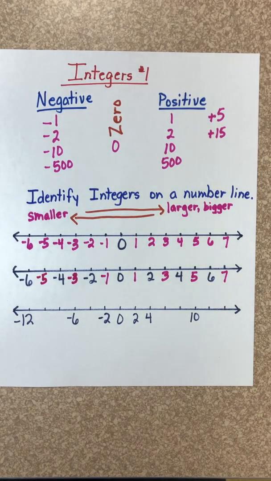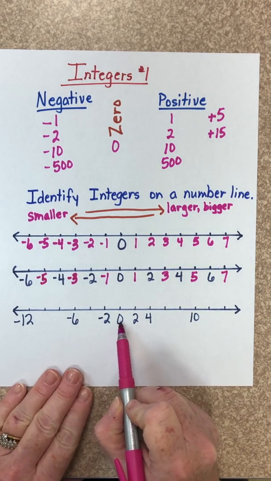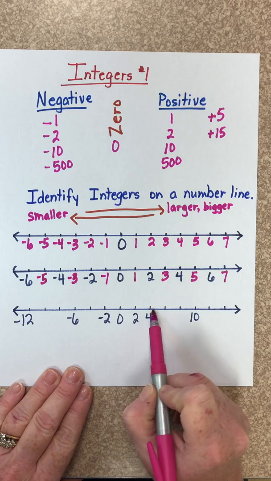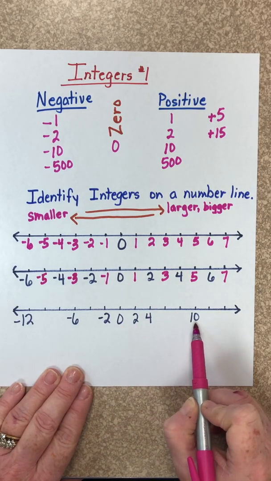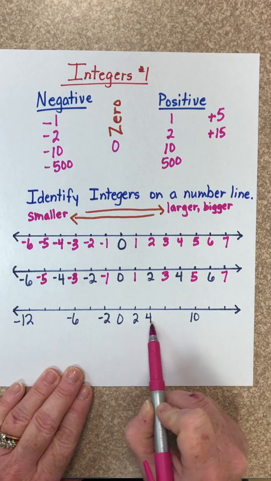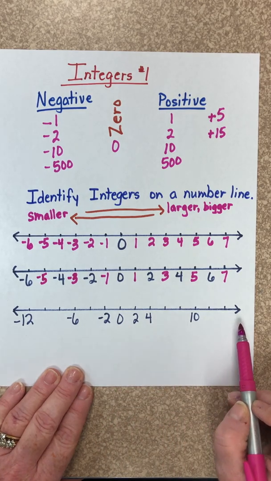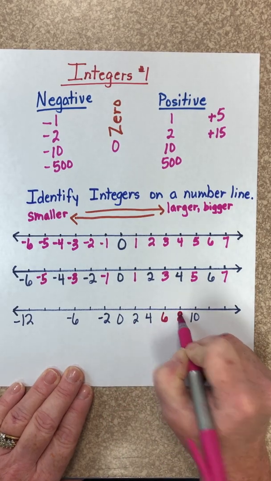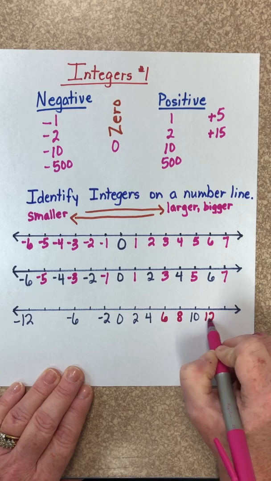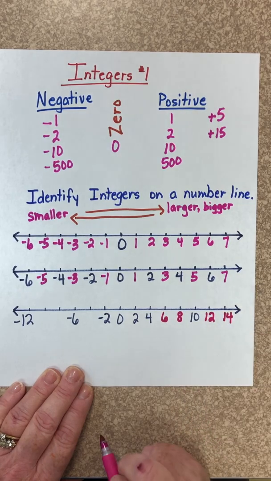Okay, let's look at the third number line. This one, notice that I'm not increasing each tick mark by ones or decreasing by ones, but by another number. So let's start at 0. Notice this tick mark is 2. Next one is 4. 0, 2, 4, something, something, 10. So what are we increasing by? By 2's. 0, 2, 4, 6, 8, 10, 12, 14.